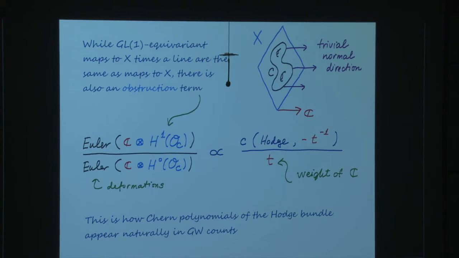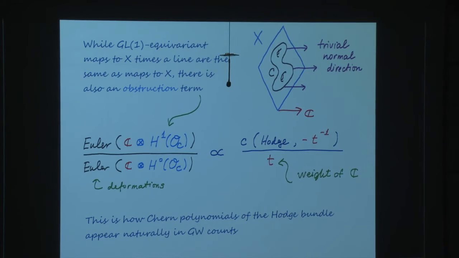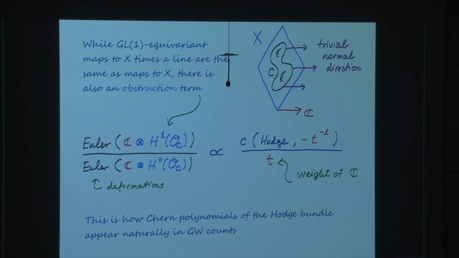And that is that, so if you have, in other words, a curve sitting in X, and it now gets the trivial normal direction. But this trivial normal direction has a weight. It's a representation of my GL1, has a weight, which will denote T. And so there's a deformation direction, which says the curve rigidly moves along my C.